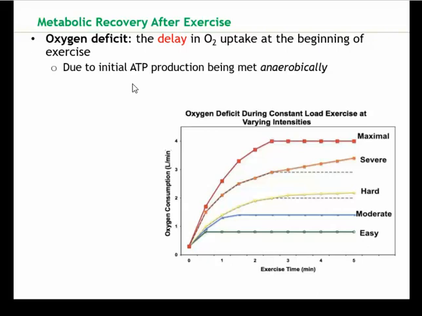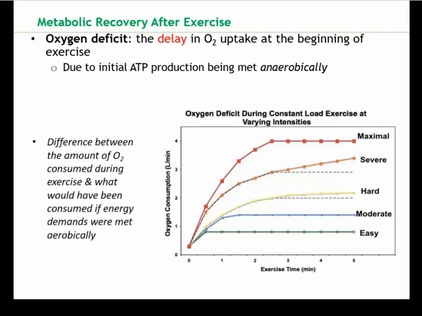So why is there a delay at the beginning of exercise in our ability to uptake oxygen? It's due to the initial energy production, or the ATP production, being met anaerobically rather than aerobically. We know that anaerobic sources used to produce energy to perform exercise occur before aerobic sources. We know that the phosphagen system and glycolysis are anaerobic, and they give the most energy during the beginning of exercise. It takes 2 to 3 minutes, we already know, to start producing ATP aerobically. So that's where this oxygen deficit is.